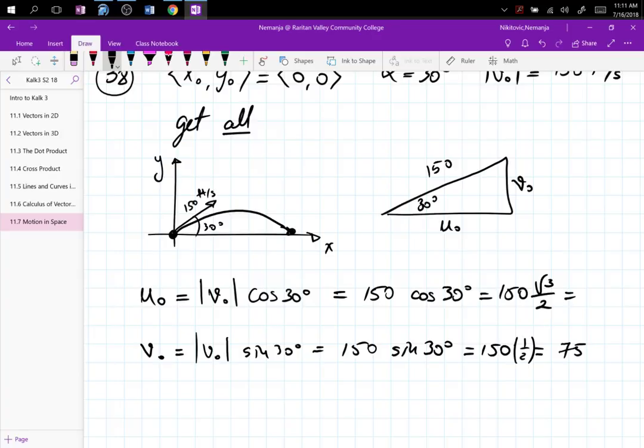So now let's just see what's 75 times root 3.